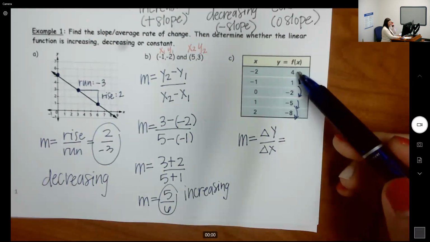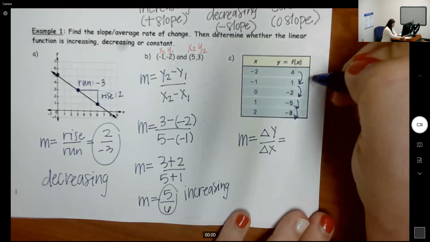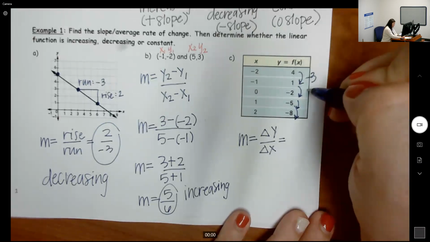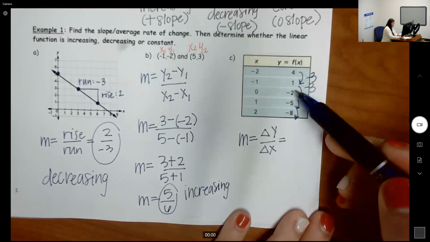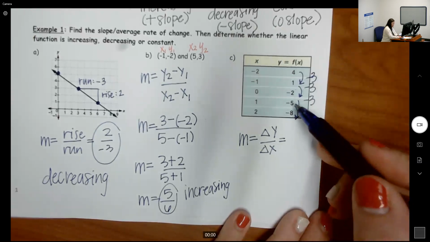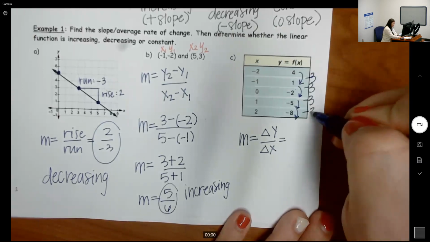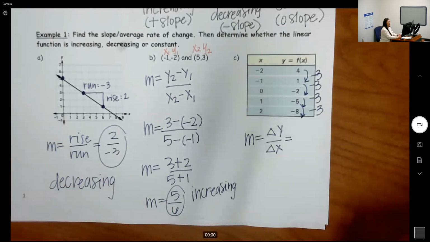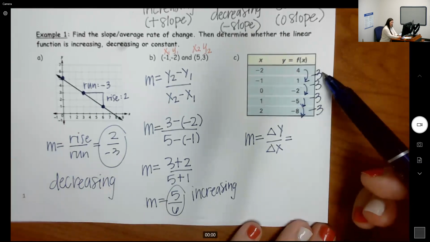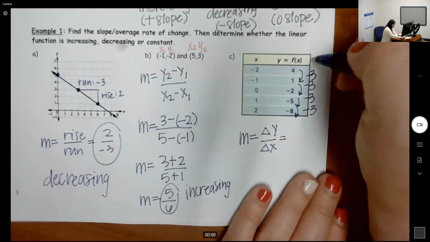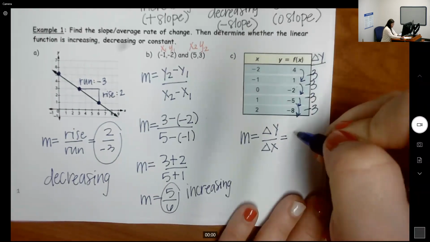Well, 4 to 1, we are subtracting by 3. 1 to -2, we're subtracting by 3. -2 to -5, subtracting by 3. And -5 to -8, subtracting by 3. This is why slope is also called the constant rate of change, because it is constant in how it is changing. So here, my delta y is -3.